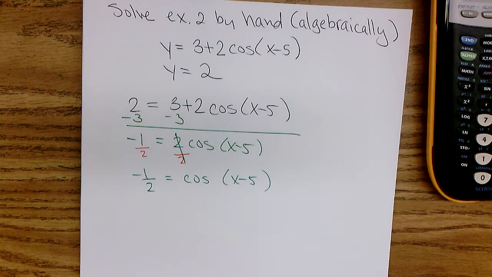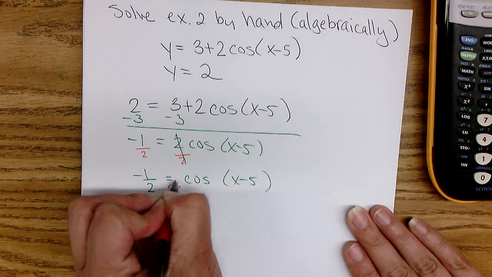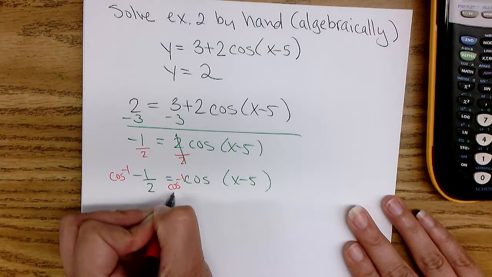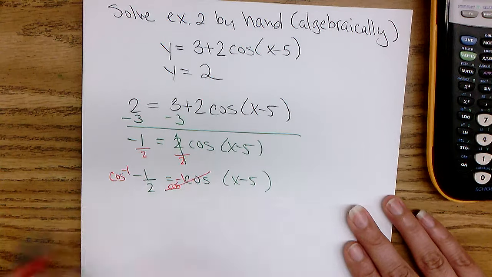Oh, now, hold on, wait. Think about it. What do we want to get rid of? Cosine. How do we get rid of cosine? Divide by cosine? Oh, by cosine inverse. Take the cosine inverse of both sides. We undo cosine by taking the cosine inverse, right?